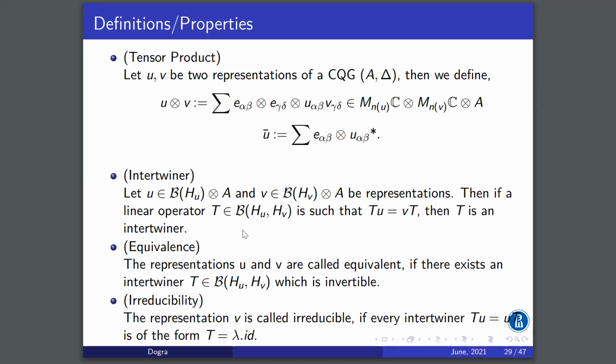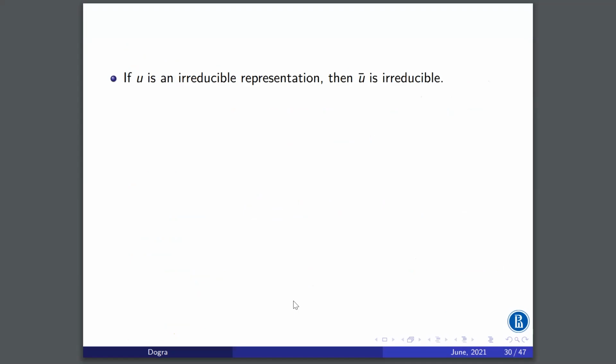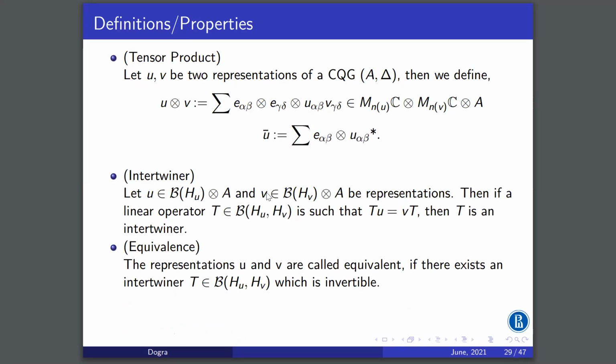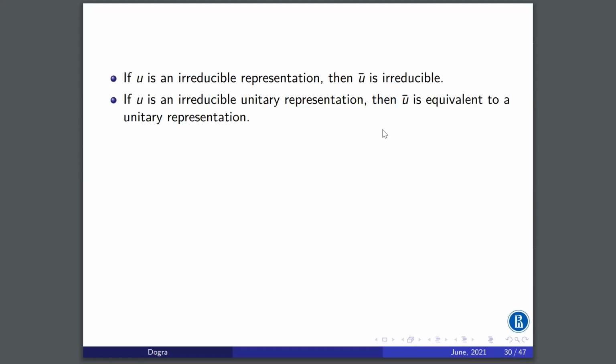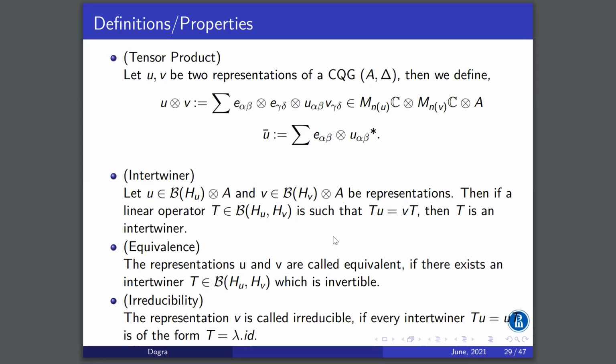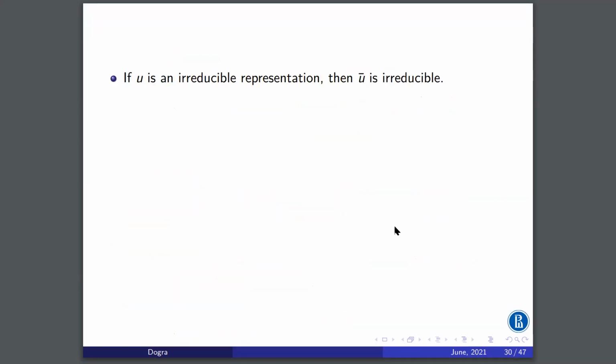And now irreducibility is also as one would expect of a representation. It's irreducible if every intertwiner T is of the form of a scalar multiple of the identity map. Similarly, if U is an irreducible representation, then its bar, that is defined here, is also irreducible. And if it's irreducible and unitary, then U bar is equivalent to a unitary representation, which means that there exists an invertible intertwiner between U and U bar.